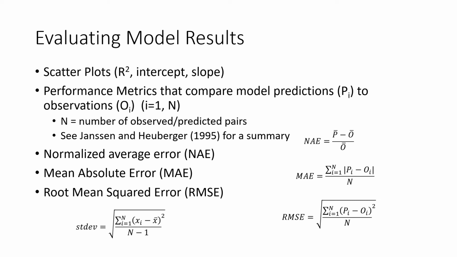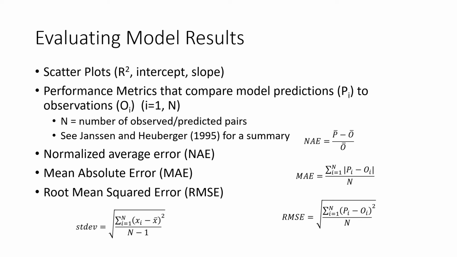Another thing, there are some other metrics. Just suppose you had 100 model predictions and 100 observations to go with each model prediction. So let's say N is 100. You have 100 observed-predicted pairs. Then you can compute some metrics.